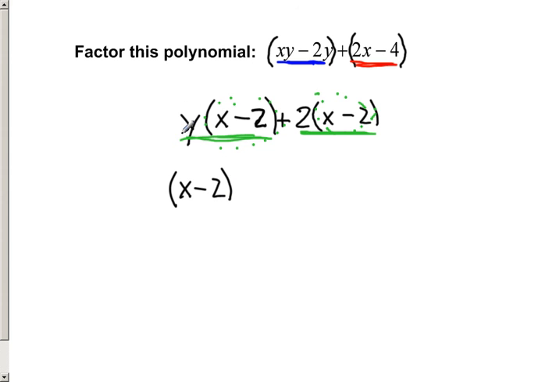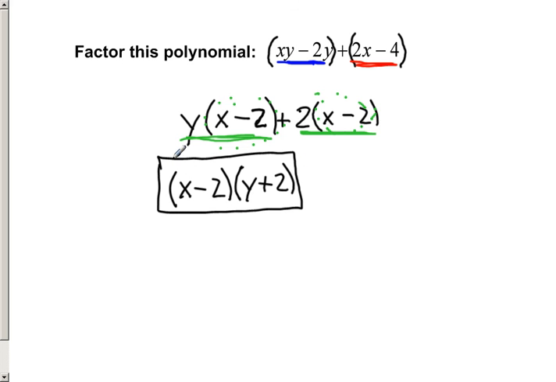And again, what I'm left with from this first term, if I pull out the x minus 2, I'm left with a y here. And notice this will be multiplied because I'm pulling this out as a factor. Factors are always multiplied. I'll be left with a y from the first term. The plus sign remains, that's in the middle here, and then a 2. And this would be the fully factored answer. You know that you're done factoring when everything is being multiplied. All of the plus signs and minus signs are within parentheses so that you know things are being multiplied.